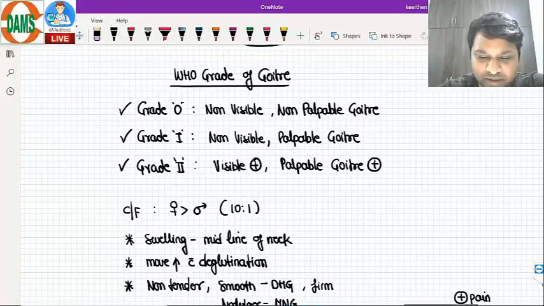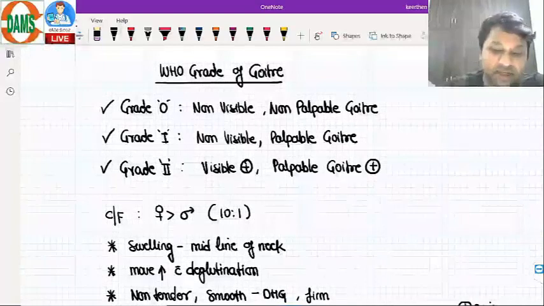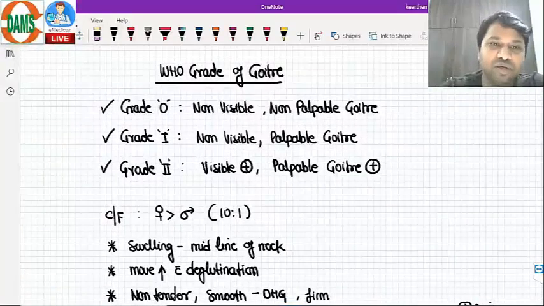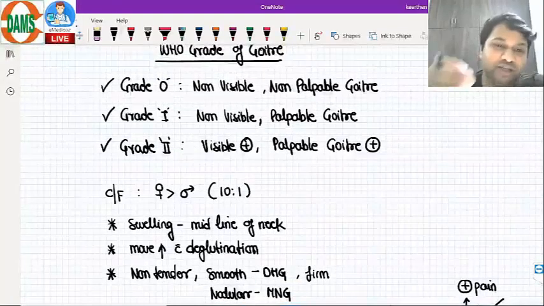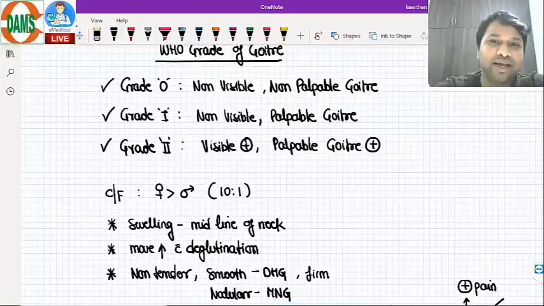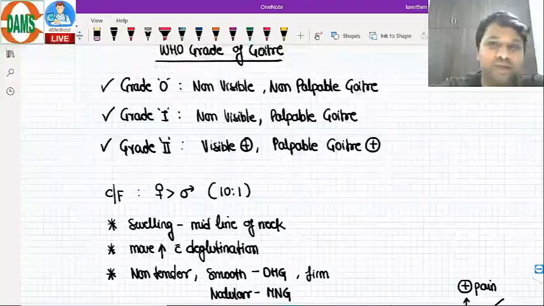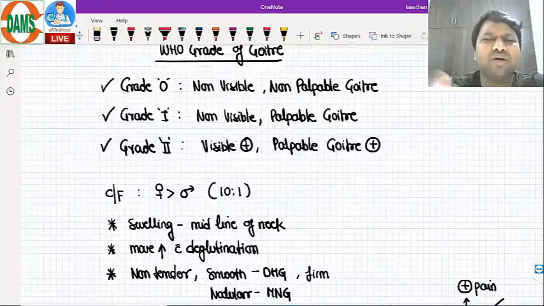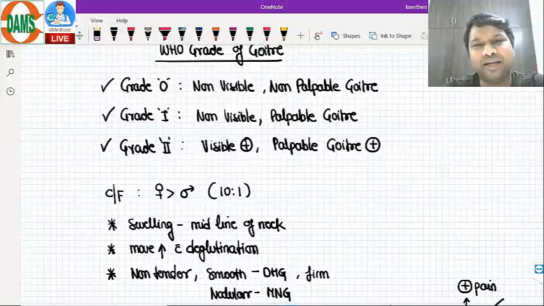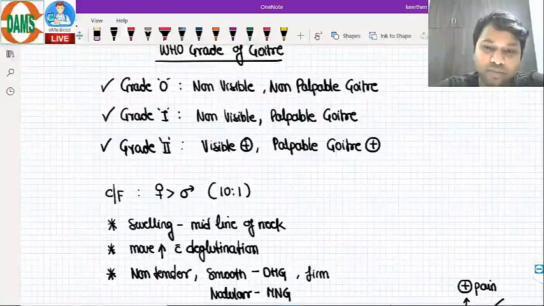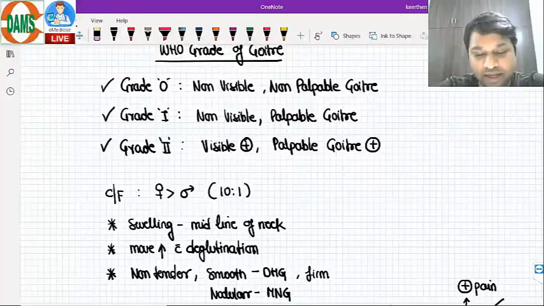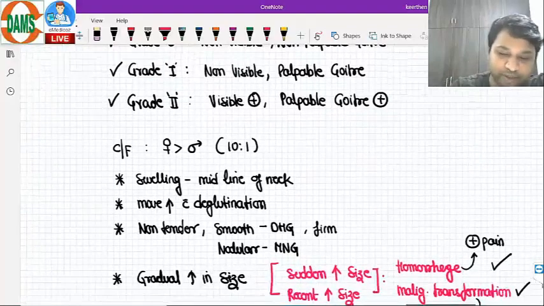Now, the WHO has given 3 grades to identify the significance. Grade 0 is non-visible, non-palpable goiter. So it is subclinical goiter which is under development. When the gland enlarges, it has to be at least double the size to be palpable, and at least triple the size to be visible. It's a gross rule that we follow clinically, not authenticated but taken in that context, right? So grade 1 is non-visible but palpable. Grade 2 is visible as well as palpable goiter, right?